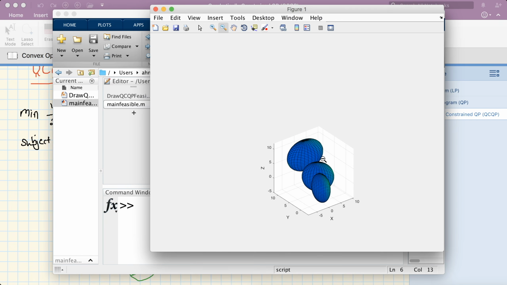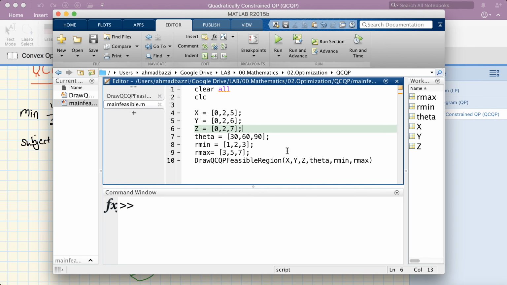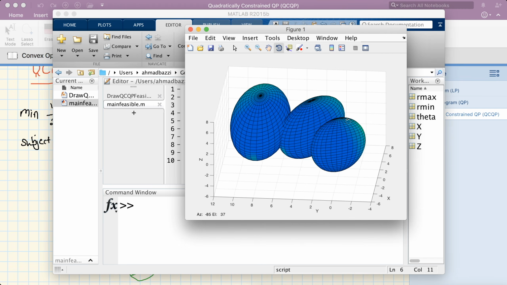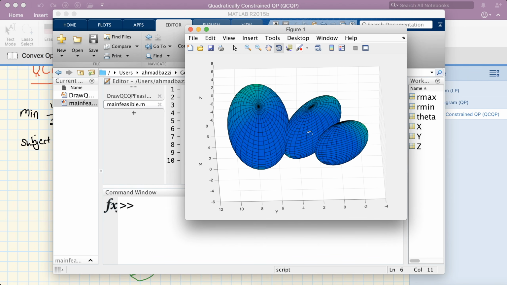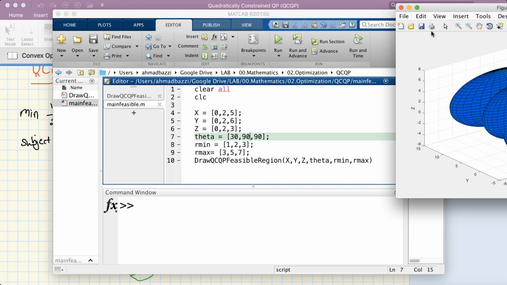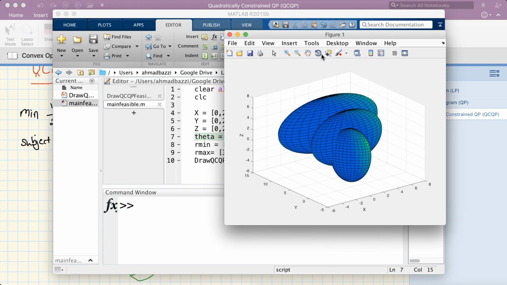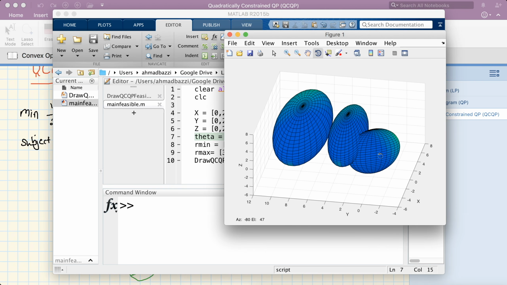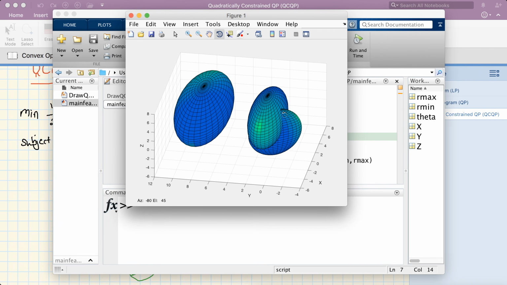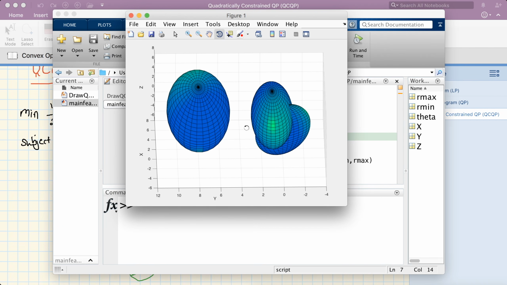Okay, let's try to intersect all ellipsoids. So I'll set this to 3 maybe, run. There you have it, looking good. Let's rotate this even more. Let's put this as a 90. Run. Let's put it as a minus 90. And there you have this ellipsoid intersecting this.